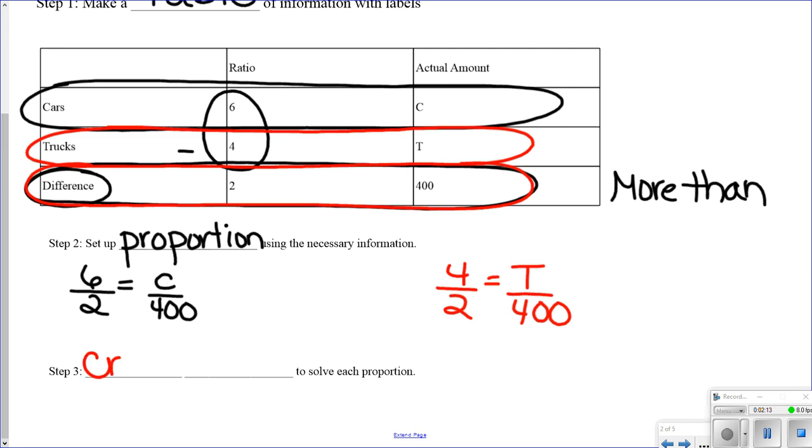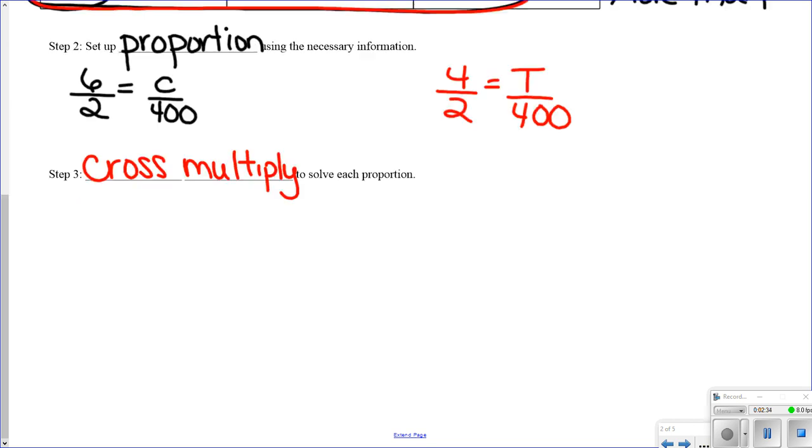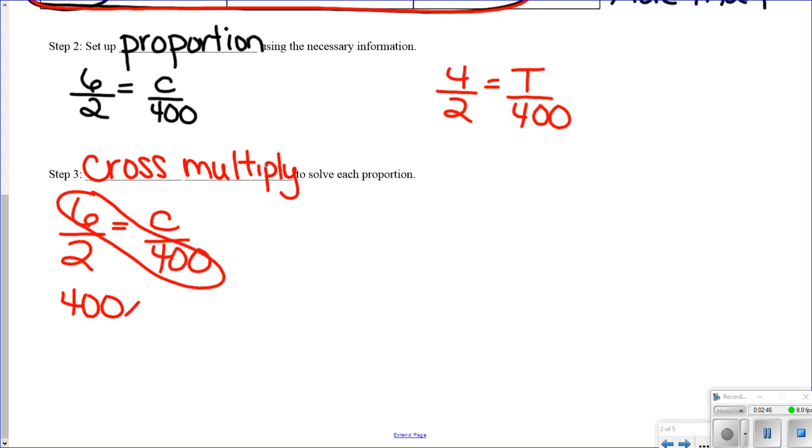Step 3, we will cross multiply. So the only difference from the day before was that we are actually pulling our information from 2 parts of the table, as well as we are using difference. Cross multiplying will be solved the same way. So we are going to start with the 6 over 2 equals C over 400. Locate the 2 numbers along the diagonal. We will multiply those, and we will set those equal to the other side of the diagonal that has the variable. We will multiply 400 times 6.